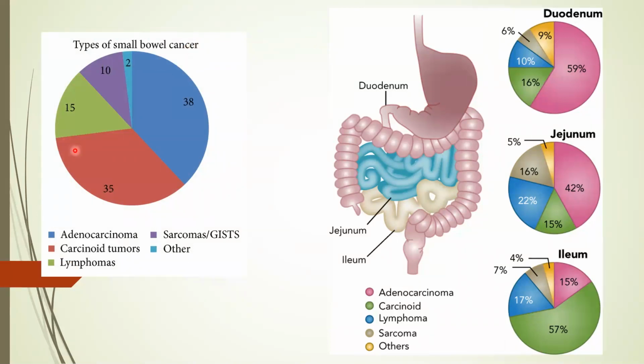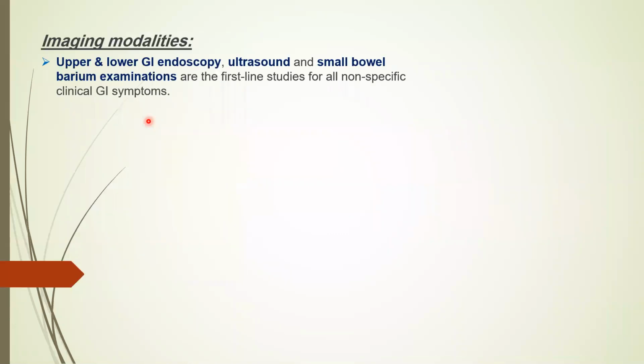And this pie chart shows the distribution in all parts of the small bowel. As I mentioned in the previous slide, the adenocarcinoma is the most common type, followed by the carcinoid, then the lymphoma, and then GIST.